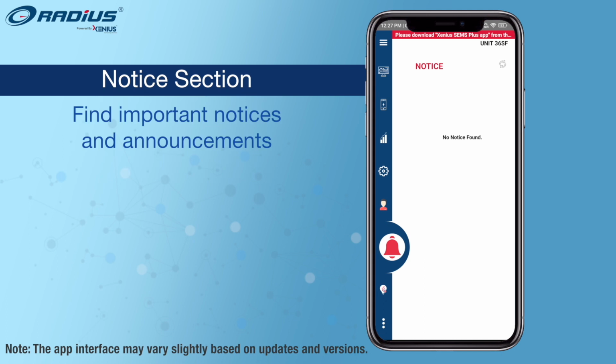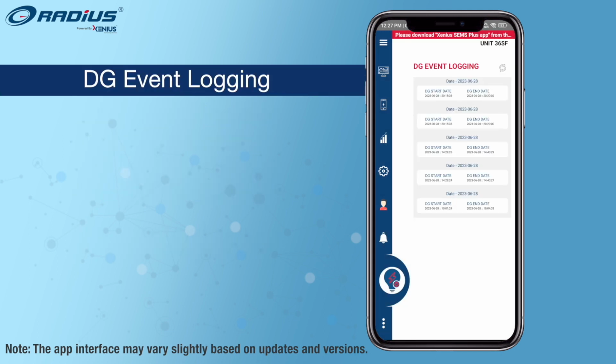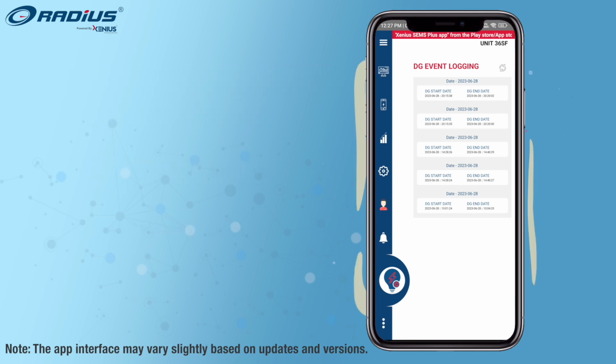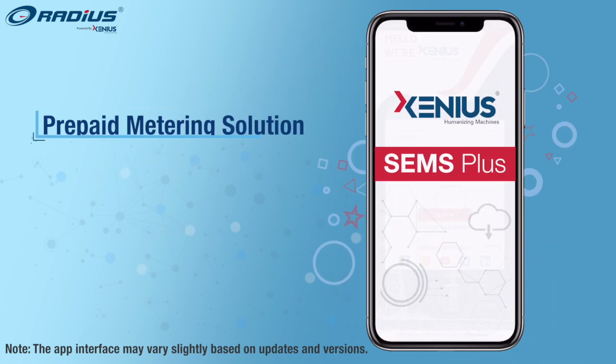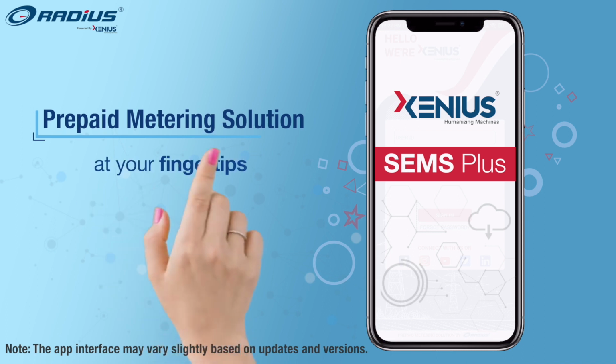The Notice section provides important notices and announcements. DG event logging allows users to keep track of DG on and off status. Xenius SEMS Plus, prepaid metering solution at your fingertips.